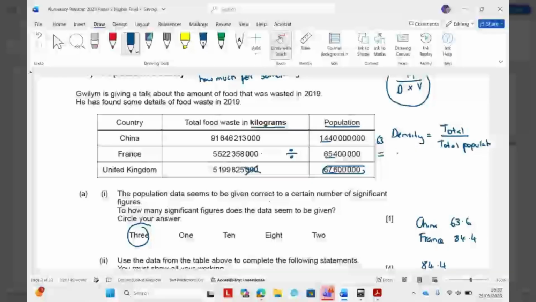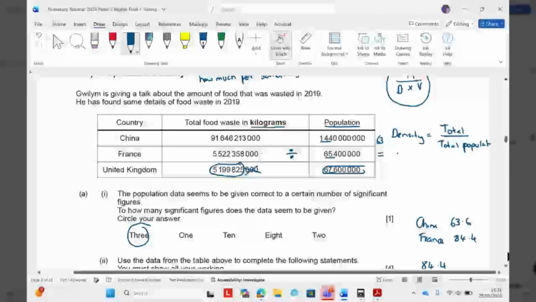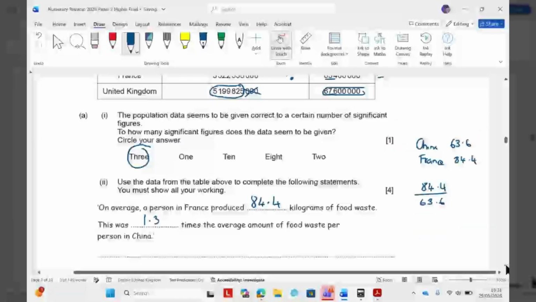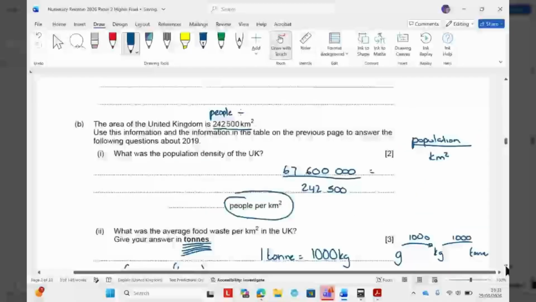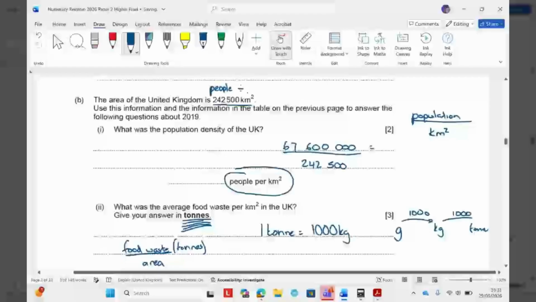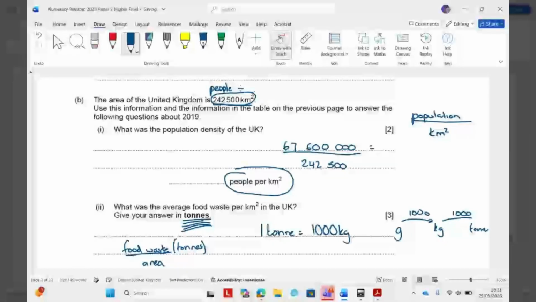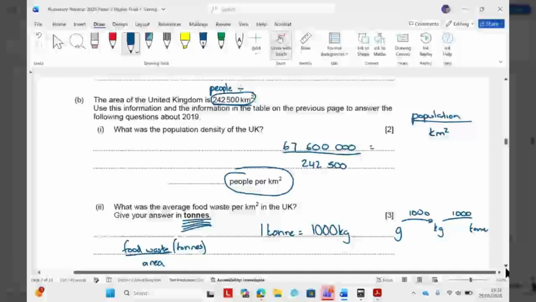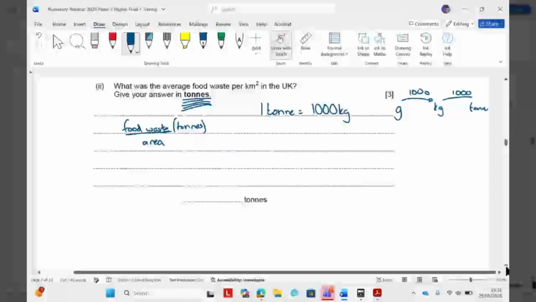So that there is the food waste in tons without those 3 zeros on the end, divided by the area of the United Kingdom, which is given to me in that question. So we are jumping back and forth, but this is all an understanding of what per means. Food waste per kilometer squared, people per kilometer squared, food waste per person, right? And dividing the right numbers. Oof, a lot going on there.